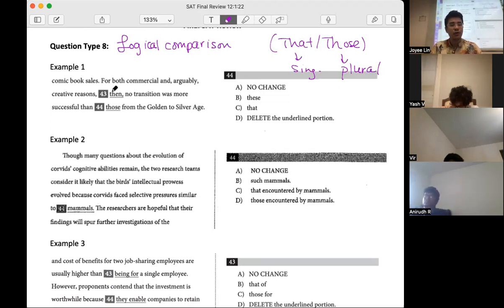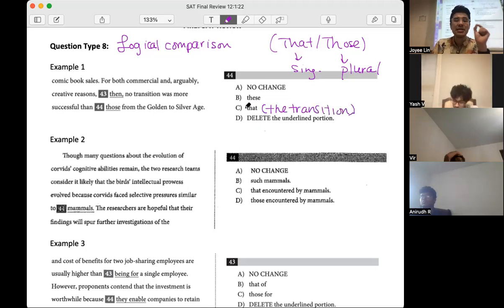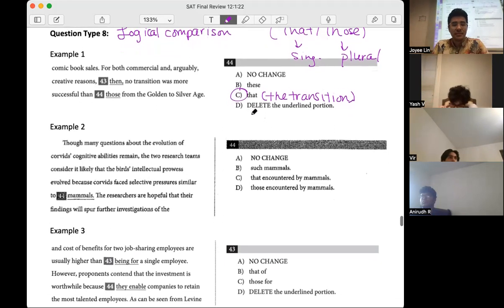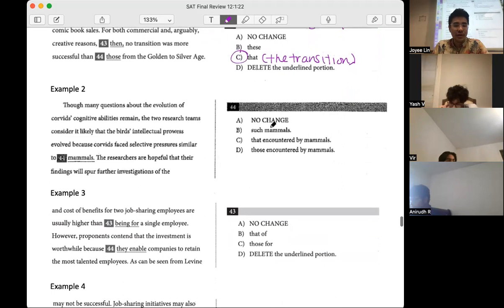So the first 44: for both commercial and arguably creative reasons, no transition was more successful than, which one? Than that of, than the transition, right? We're going to replace it just to make sure it is a logical comparison. We're comparing transition to transition. C. Okay, next 44.